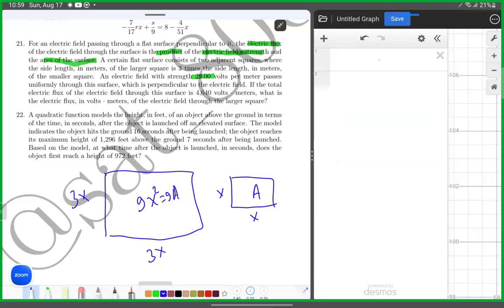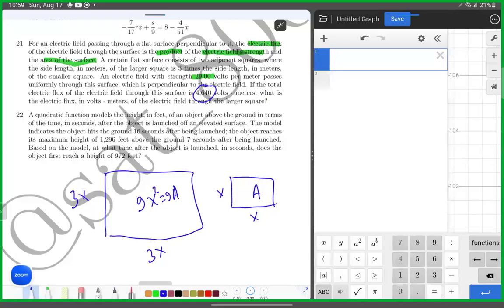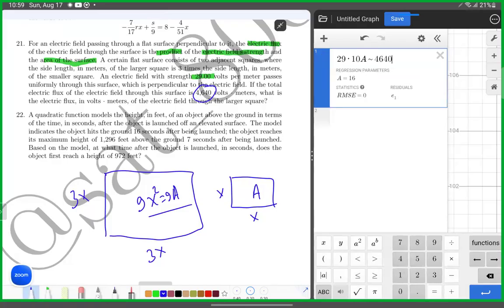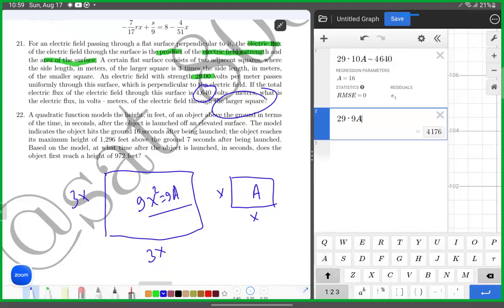Given that, the strength through the whole thing is strength 29 times area, according to this formula. It is 10a, which will be 10 times the area a. It's equal to 4640. So from here you can calculate the area, and you need the flux through the larger square. Strength 29, and the larger square is 9 times a. So the problem is solved. 4176.